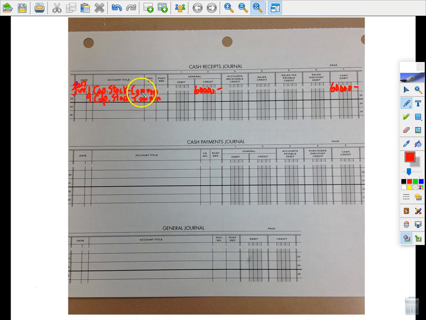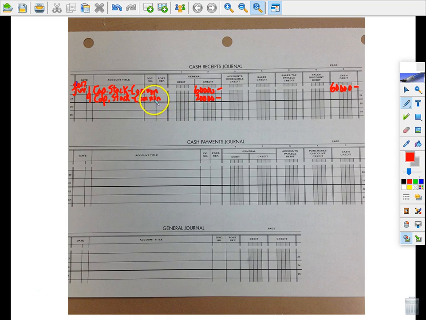So what would I put there for par value if it's $10 stock and we sold 2,000 shares? Do some math there. 2,000 times $10, $20,000. Okay.